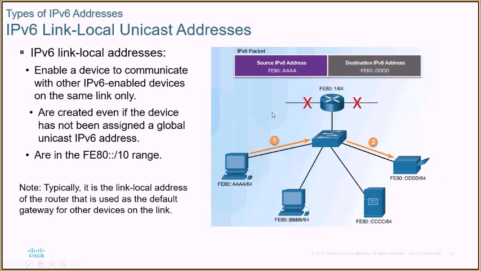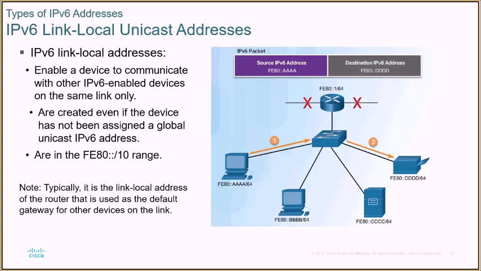Now, link local addresses enable a device to communicate with other IPv6 enabled devices on the same link only, and are created even if the device has not been assigned a global unicast address. And so, as I said, they will start with FE80. Note, typically it is a link local address of the router that is used as a default gateway for other devices on the link.